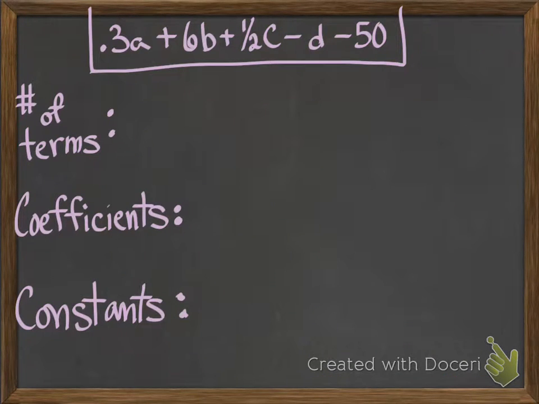All right, so if you have 0.3a plus 6b plus 1/2 c minus d minus 50, what are the number of terms? What are the coefficients? What are the constants? So I'm going to color code again. Number of terms, well, you have 1, 2, 3, 4, 5 terms.